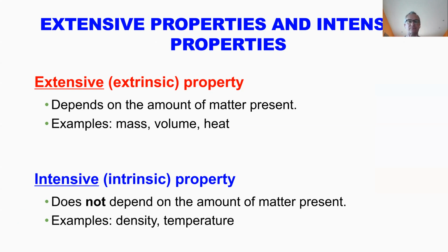But anyway, so an extensive property depends on how much stuff you have, like we were doing in the lab. Like mass and volume, if I've got a pound of gold and I've got 10 pounds of gold, it's still pure gold, but I've got 10 times as much over here. That depends on the amount. That is obviously an extensive property.